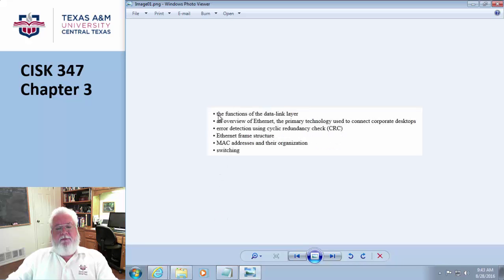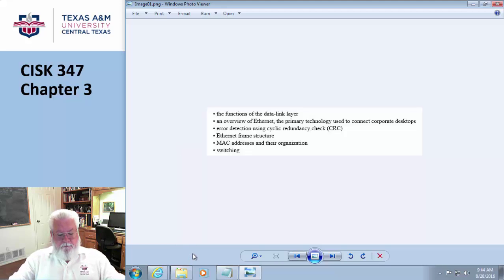So let's just jump into what the learning objectives are for this particular chapter. You're supposed to know the functions of the data link layer. That's pretty easy. An overview of Ethernet. And Ethernet is a very good example for this, just because it's a good implementation of layer 2. Error detection using cyclic redundancy, Ethernet frame structure, the MAC address, and how they're organized, and then switching.